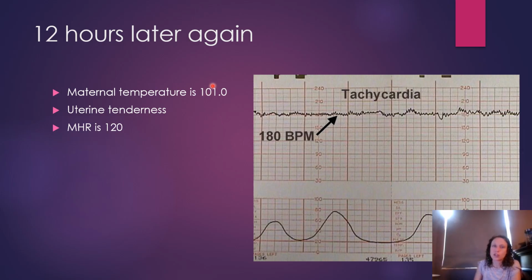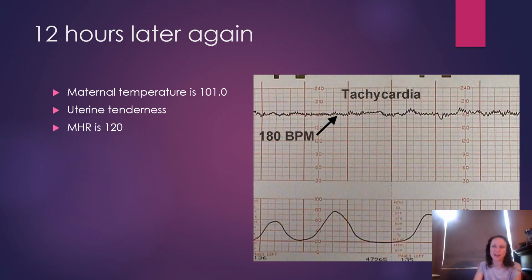The bigger concerns: she's got a temperature of 101.0, uterine tenderness. Maternal heart rate, that's what MHR means, is 120. Fetal heart rate is 180. Ooh, that's not good. So what are we thinking? If you were saying chorioamnionitis, you are correct, right? Or I like triple I, as you guys know, but it's still not in peri. So intraamniotic, intrapartum amniotic infection.